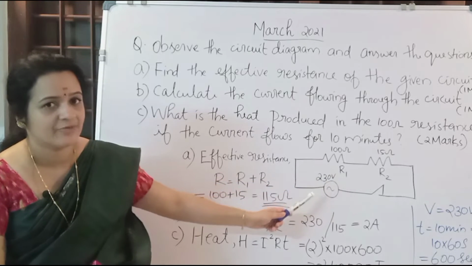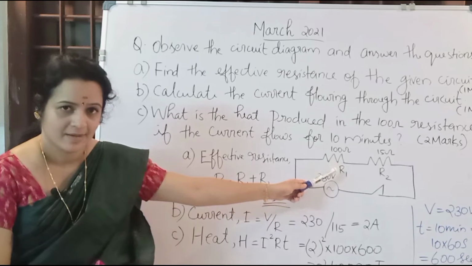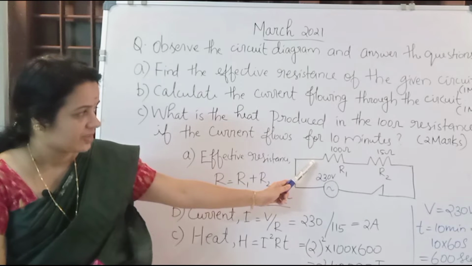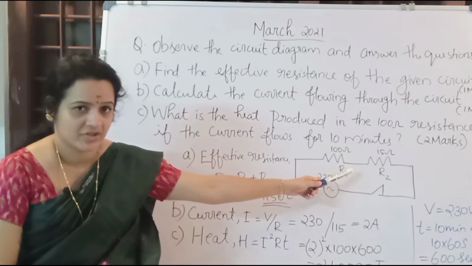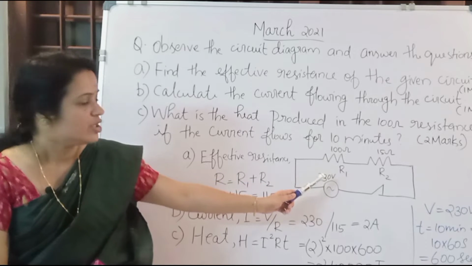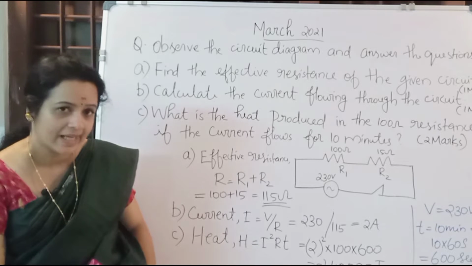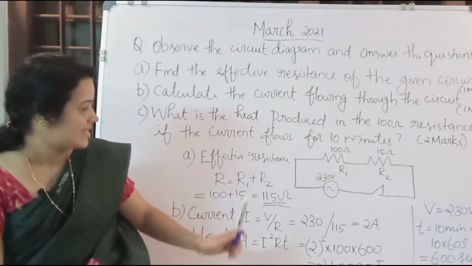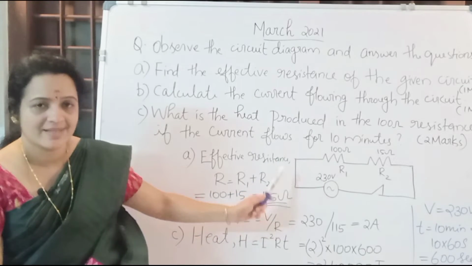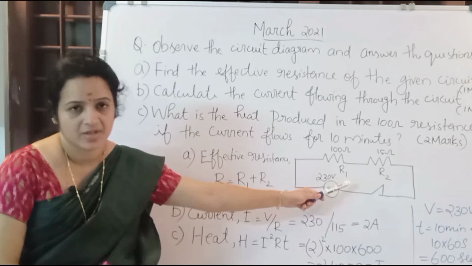To calculate the effective resistance, first of all we have to check which type of connection this is. Okay. So which type of connection is here? We have an end-to-end connection. Right. So that is a series connection. So in a series connection, what will be the equivalent resistance? How will we calculate? Yes, R will be equal to R1 plus R2. That is the effective resistance in the case of a series combination.